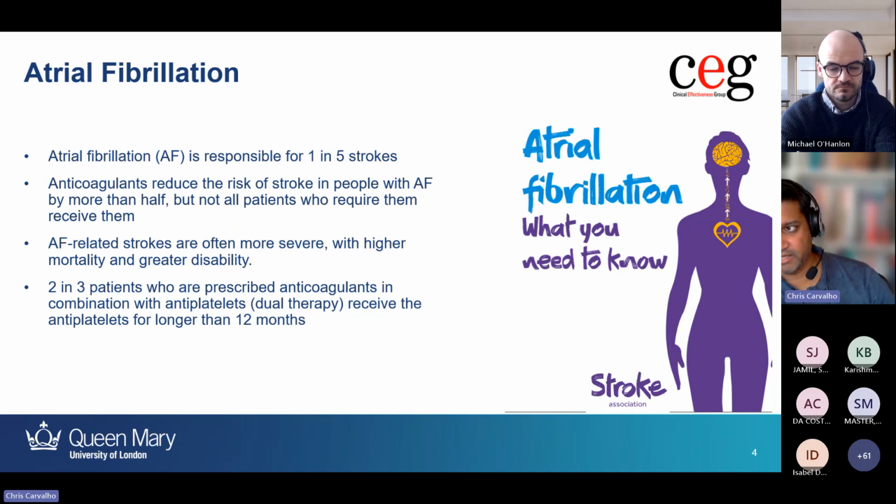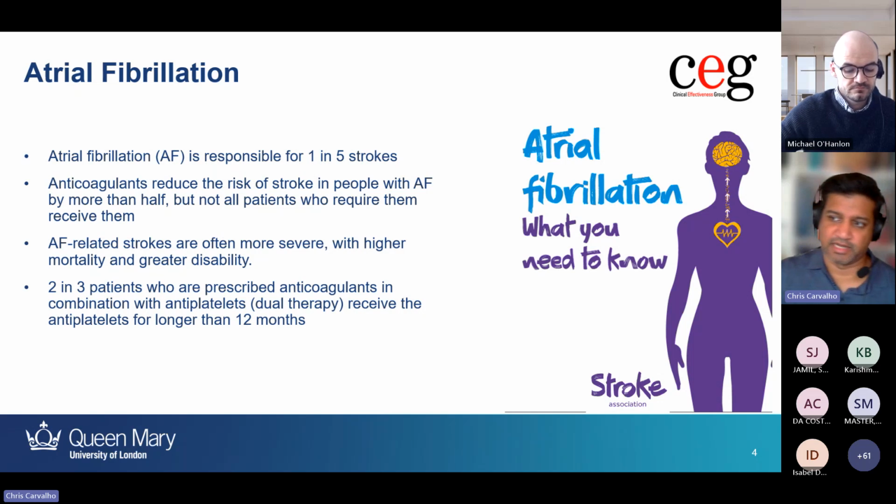I mentioned the ABC, so it's also important to think about for patients with AF whether they have also got their other activities to help reduce their cardiovascular risk. That's particularly around blood pressure and lipid lowering therapy as well.